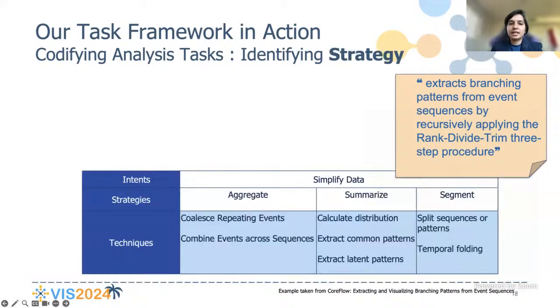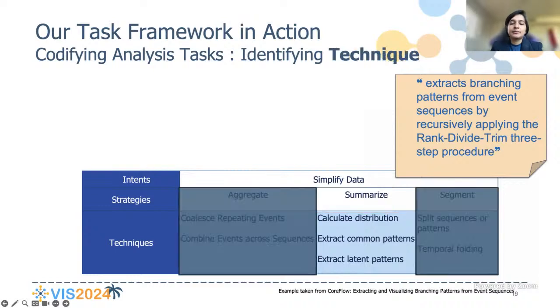Within simplified data, we have 3 strategies: aggregate, summarize, and segment. In this specific use case, we are using a sophisticated summarization algorithm instead of manual aggregation. Therefore, the strategy here is summarize. Finally, the algorithm produces branching patterns that are present in the original data. Therefore, the technique is common pattern extraction.